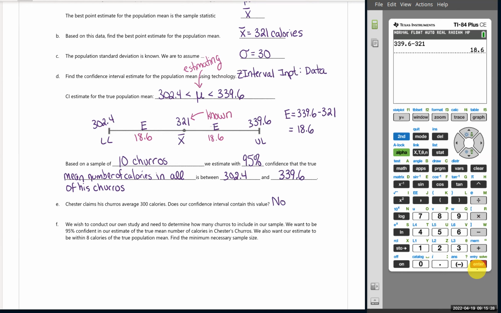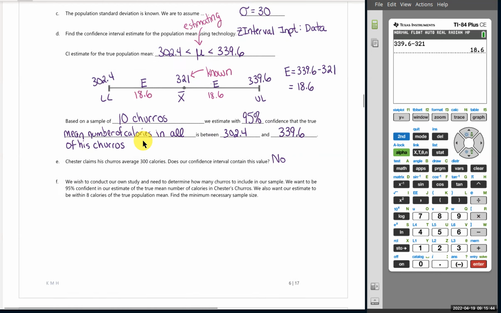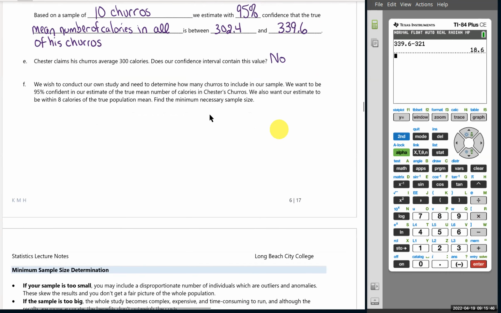And now when we do our study, what we're going to do is say, you know what, this margin of error is too big for me. I don't want an estimate that has quite so large a margin of error. And let's see what happens in that case. All right, so we want to conduct our own study and determine how many churros we need. We'd still like to be 95% confident in our estimate of the true mean, but we also want our estimate to be within 8 calories of the true population mean. And we want to find the minimum necessary sample size.